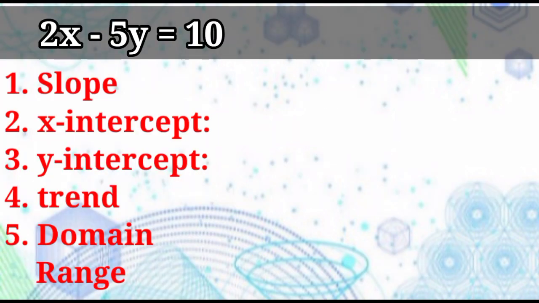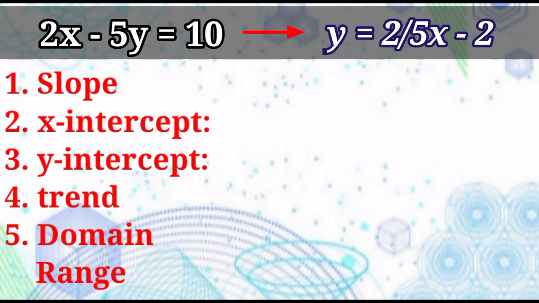My second example is 2x minus 5y equals 10. Pansinin na ito ay nakasulat ng standard form. Rewrite it into slope-intercept form para mas madaling ma-describe ang graph nito. It is now y equals 2/5 x minus 2. So from the slope-intercept form, ang slope ay 2/5. Ito yon, dito nanggaling yon.